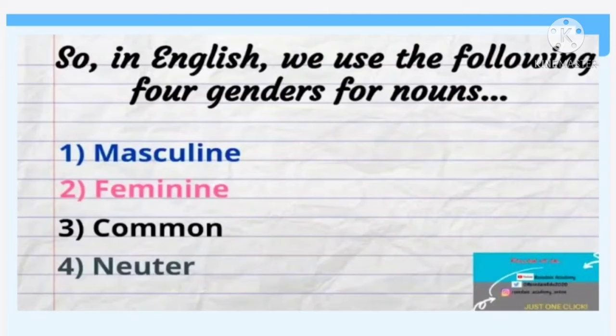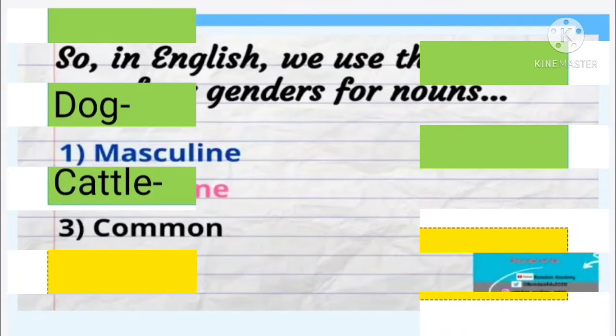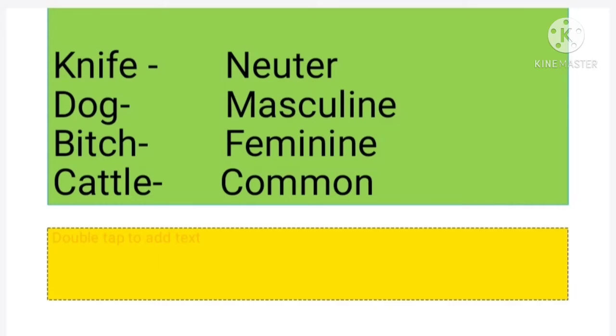And a noun that is the name of a person or an animal that may be either male or female is said to be of the common gender. Let us see some examples on the screen, like knife. So knife is neuter gender because it's a lifeless object. Dog, masculine. Male members are masculine. Bitch. Bitch is feminine. A noun that is the name of any female person will be feminine gender. Kettle. Kettle will be common.